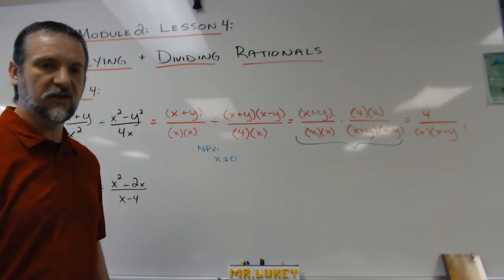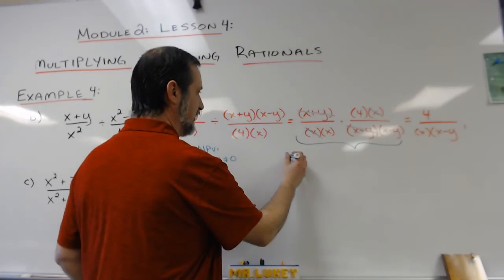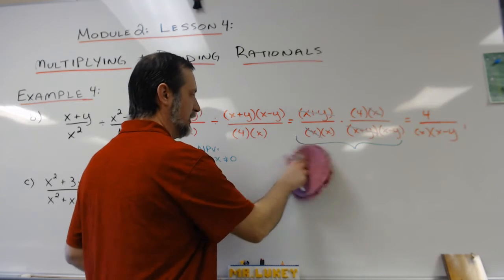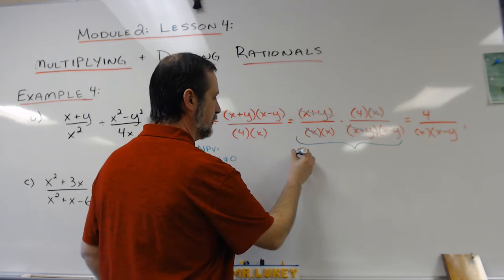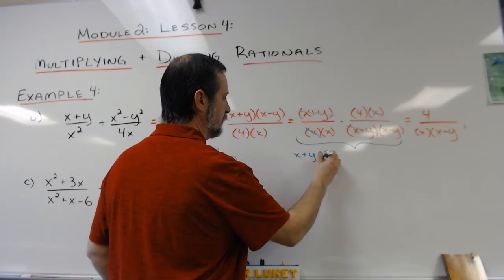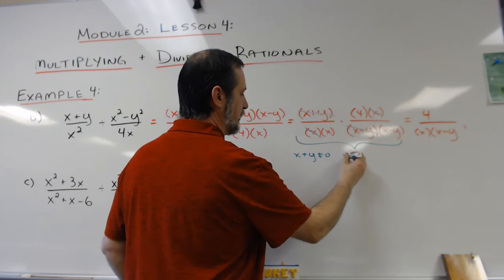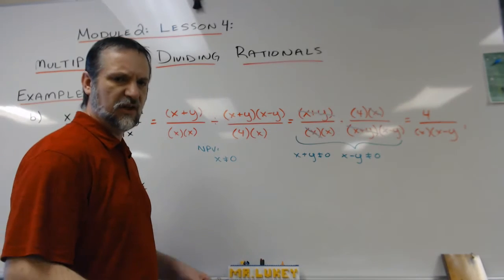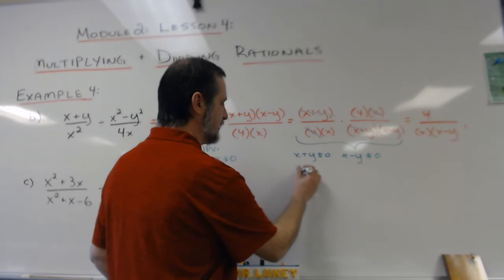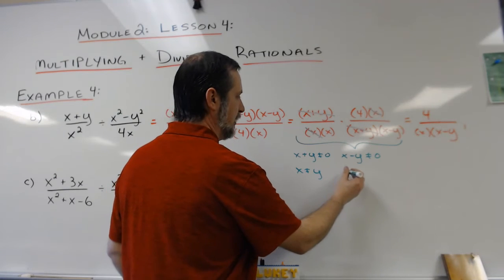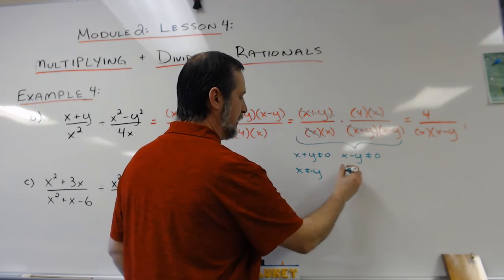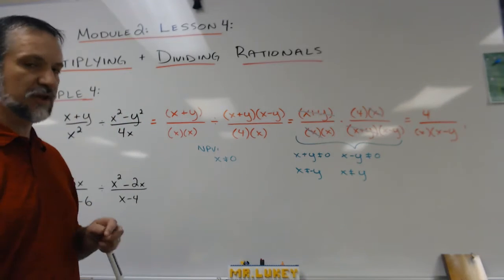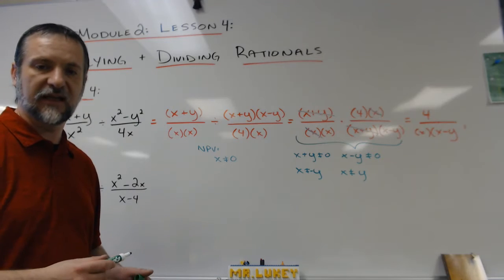Did I introduce any new ones? Yes, I did. I introduced that x cannot equal 0. Rewrite this properly. X plus y cannot equal 0, and x minus y cannot equal 0. Right? I can still solve these, flip these around to solve for x. So where x cannot equal negative y, and x cannot equal y. So those are going to be 2 more non-permissibles that we can add to this.